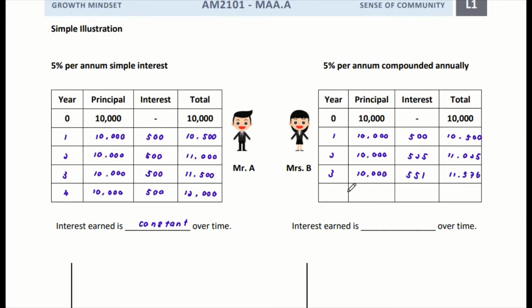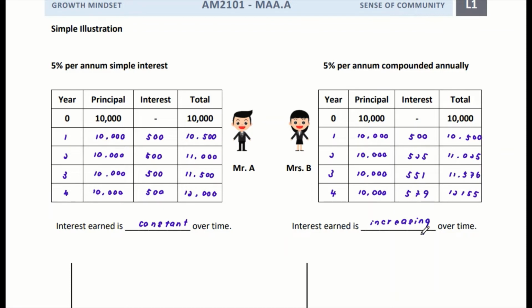11,576. So moving onwards, at the end of the fourth year, the principal doesn't change as well, but the interest is again calculated on the principal and also the accumulated interest, which is this value. So this value multiplied by 0.05 and you'll get 579. So from there, Mrs. B has a total amount of $12,155 in the account. So you can see that for Mrs. B, interest earned is increasing over time.